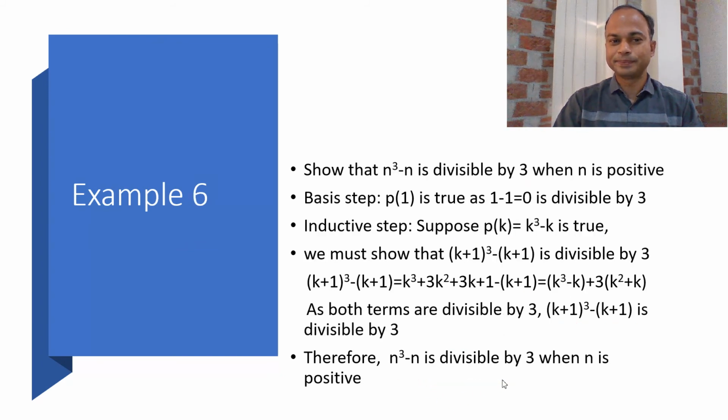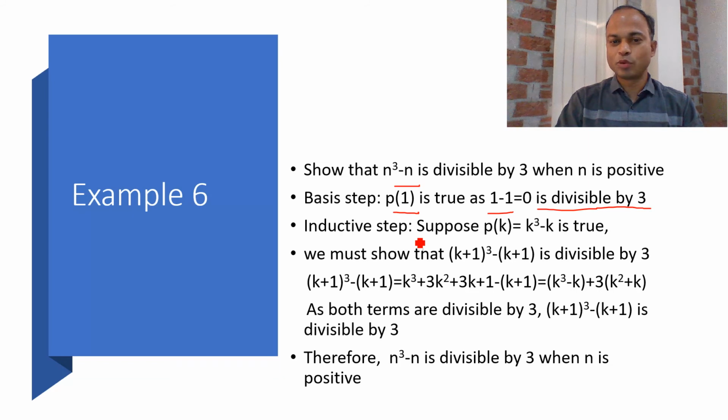If we talk about the final example, example 6, we have to show that n cube minus n is divisible by 3 when n is positive. Initially, we have to take our basic step, say n equals to 1. If we put n equals to 1, then we get 1 minus 1 equals to 0, and this 0 is divisible by 3. So we have proved the basic step.